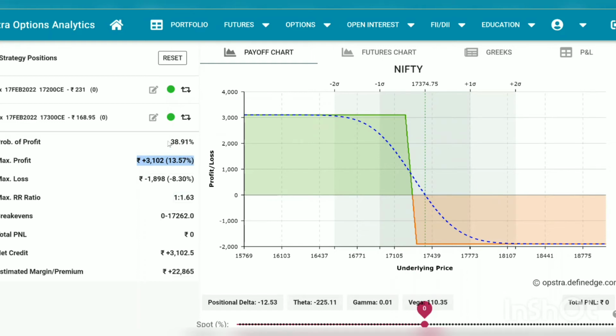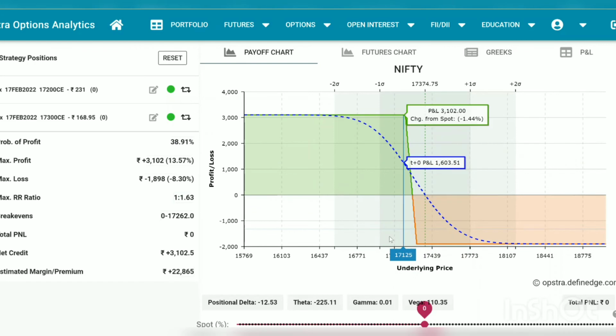And the probability, I will say don't look at this probability, because if the market closes at, let's say, 17,200, then also I will get some profit, right? And in that case their probability wins. So this probability doesn't mean you will get 100% profit. For even 1 rupee of profit they are showing the probability. So for now you can ignore this one. So what this strategy is telling us is, on 22,000 margin I will get 3,000 as max profit, and 1,800 as maximum loss.